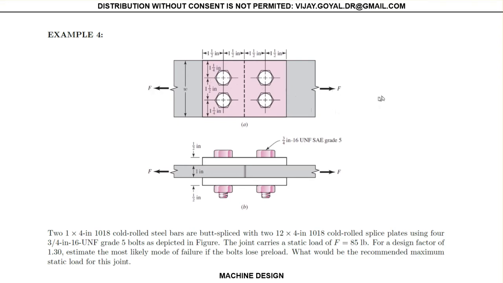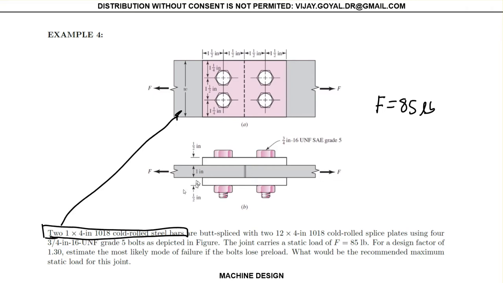The whole joint is carrying F equal to 85 pounds. That's what the problem says here. It gives you the type of bolt that I'm going to be using here. This is the plate. I'm sorry, these are the two steel bar plates this is attached to, and then this is the plate. This is the bolt, the two bolts I will be using.